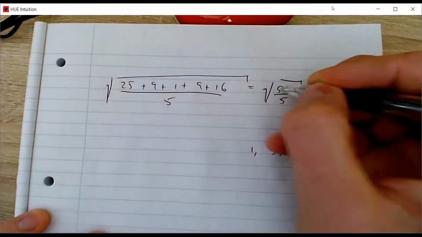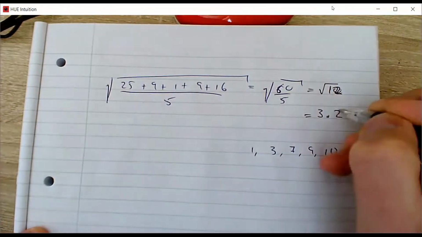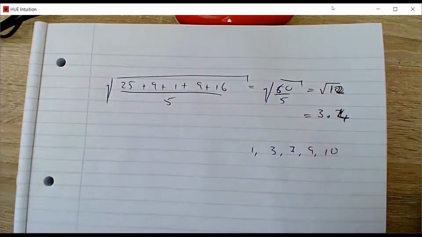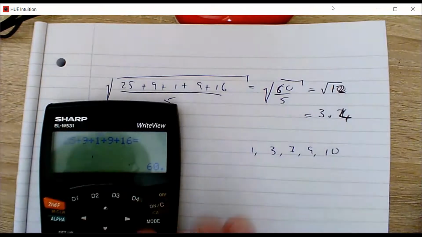Now, there's a mistake there. That should have been 60, so it's the square root of 12, and I think that comes out as about 3.4. And I am going to show you now rather than in a separate video.